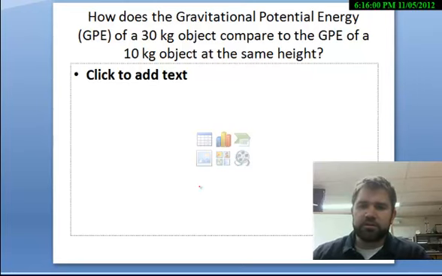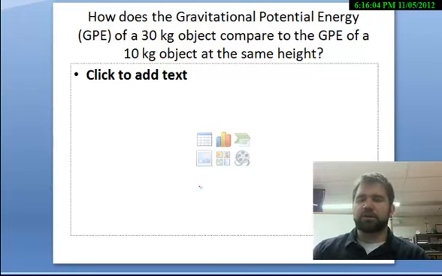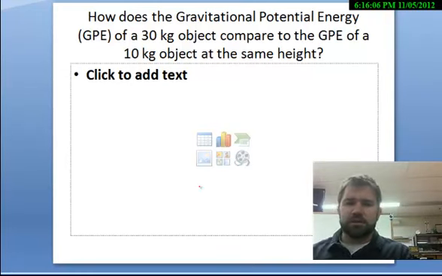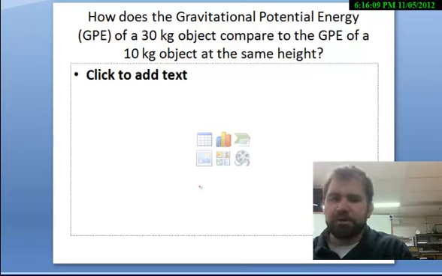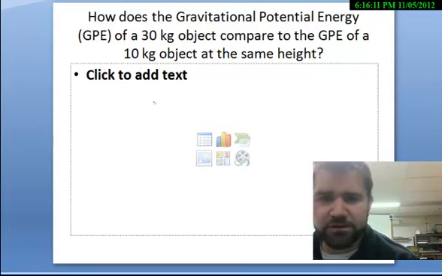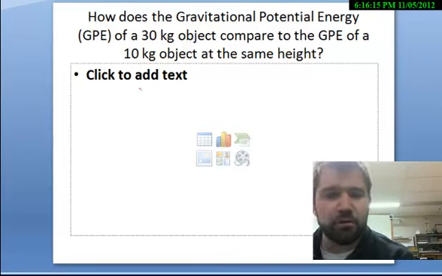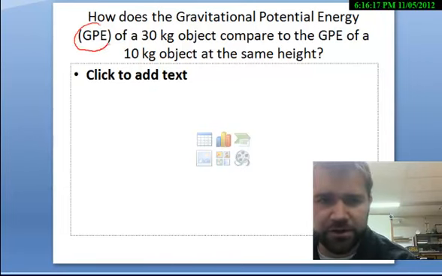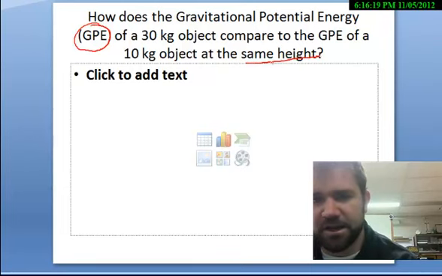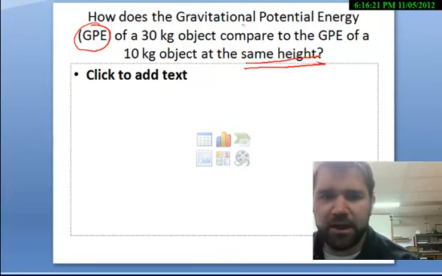Okay, how does the gravitational potential energy of a 30 kilogram object compare to the gravitational potential energy of a 10 kilogram object at the same height? Alright, so in this question they don't tell me the height of the object, and so there's no way I can calculate the actual amount of gravitational potential energy these have. They just tell us that it's at the same height. And they ask, how do they compare?